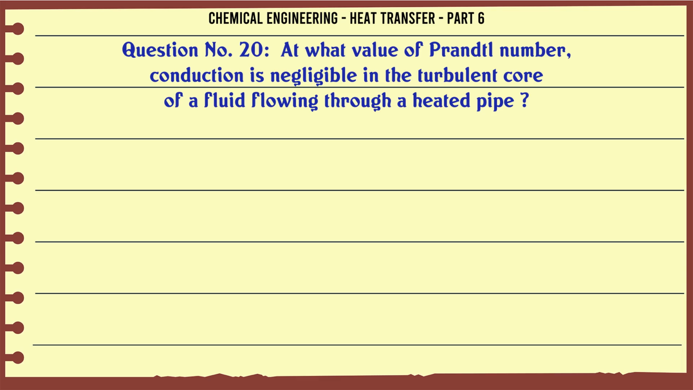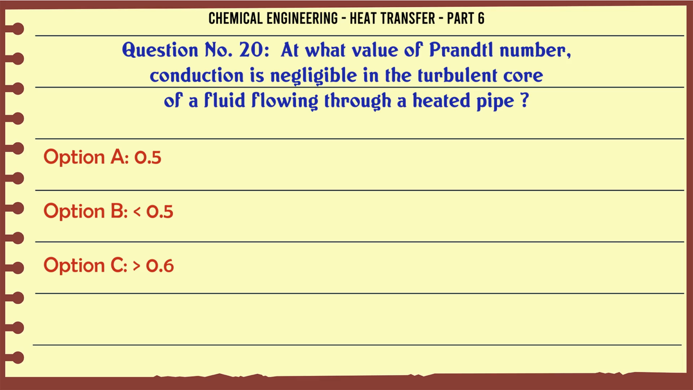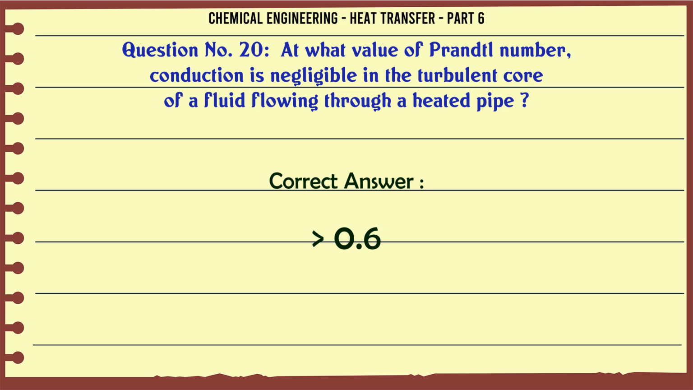At what value of Prandtl number is conduction negligible in the turbulent core of a fluid flowing through a heated pipe? A 0.5, B 0.5, C 0.6, D 0.1. The correct answer is 0.6.